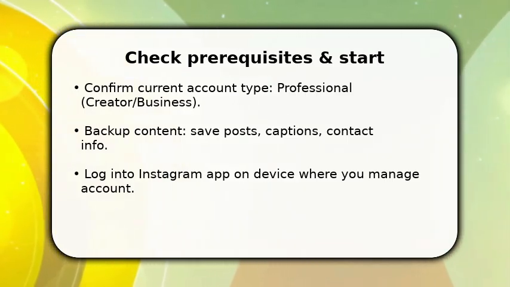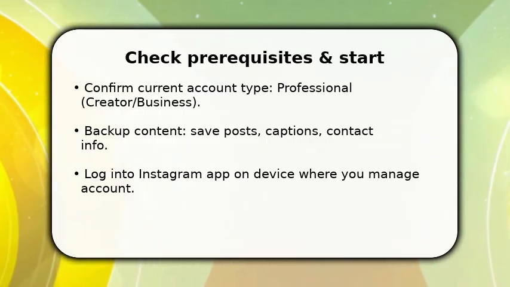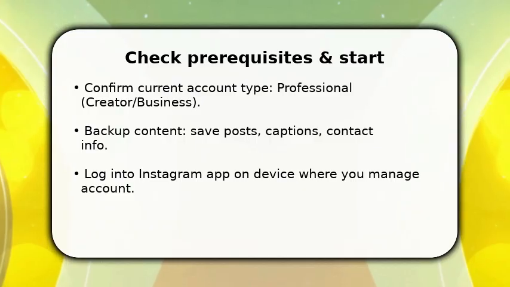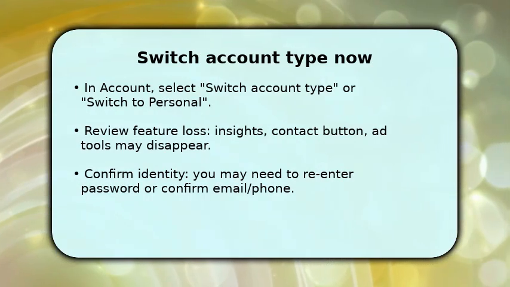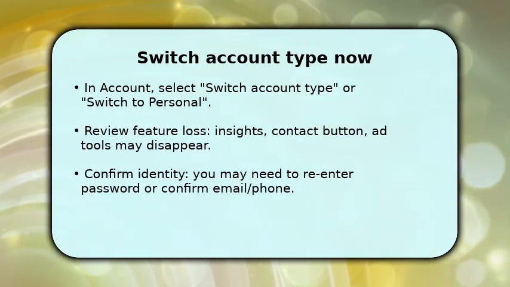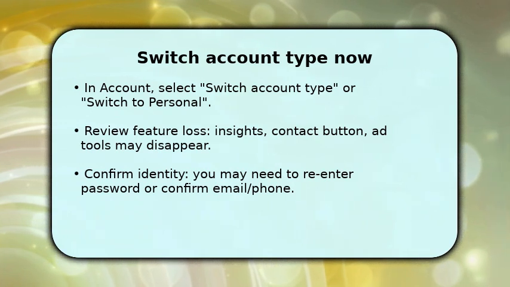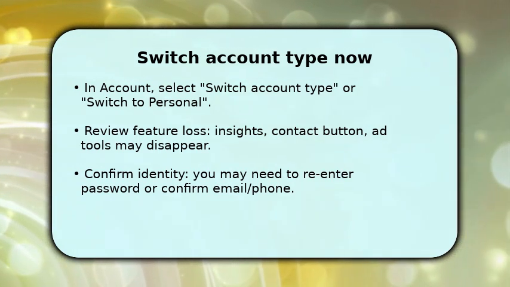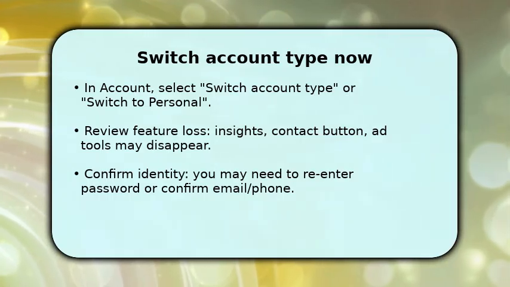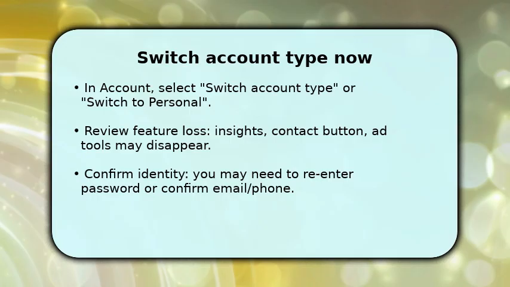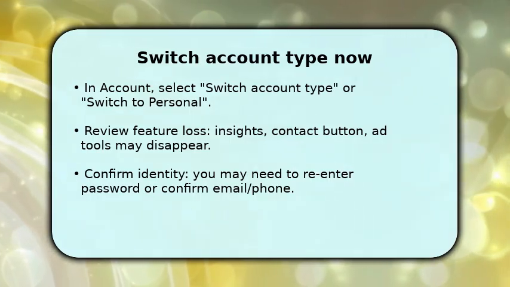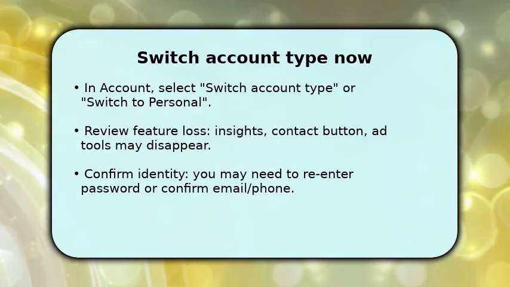Make sure you're on the primary device and connected to a stable network because the next steps change profile features and permissions. You now perform the switch. In Account, tap Switch Account Type and pick Switch to Personal or Switch to Creator depending on your goal. Read the on-screen list. Instagram explains which features you lose, like insights or ad tools, so you know why you might export data first. Enter your password or confirm your email/phone when prompted to authorize the change.